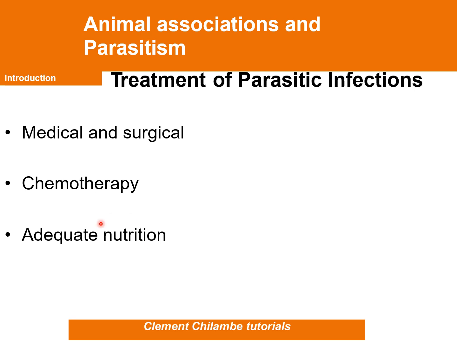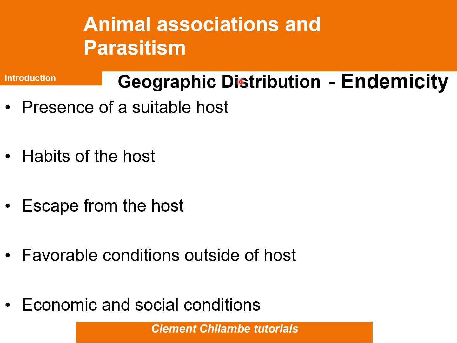Chemotherapy and adequate nutrition: all these three, the medical and surgical, chemotherapy, and adequate nutrition, are the treatment of what? Parasitic infections. They're able to do that. Medical interventions and surgical interventions, and also chemotherapy, and also adequate nutrition. Why? Because there is malnutrition. The parasites might have done what? Taken much of the nutrition which might be beneficial to the host, and therefore leaving the host in a malnutrition state.